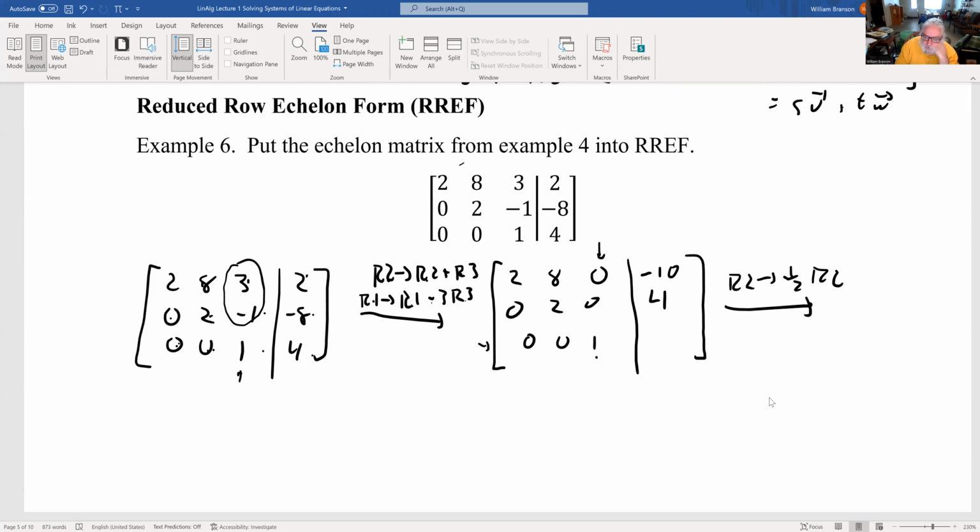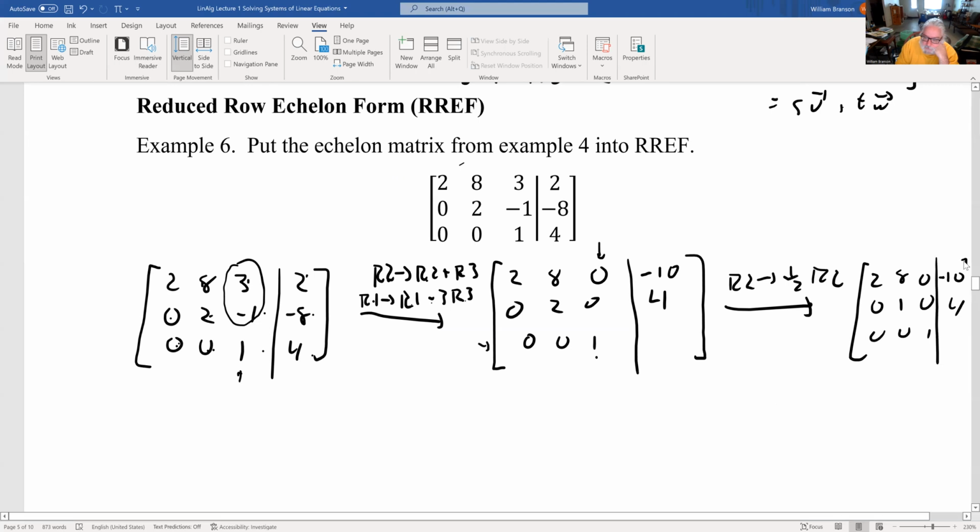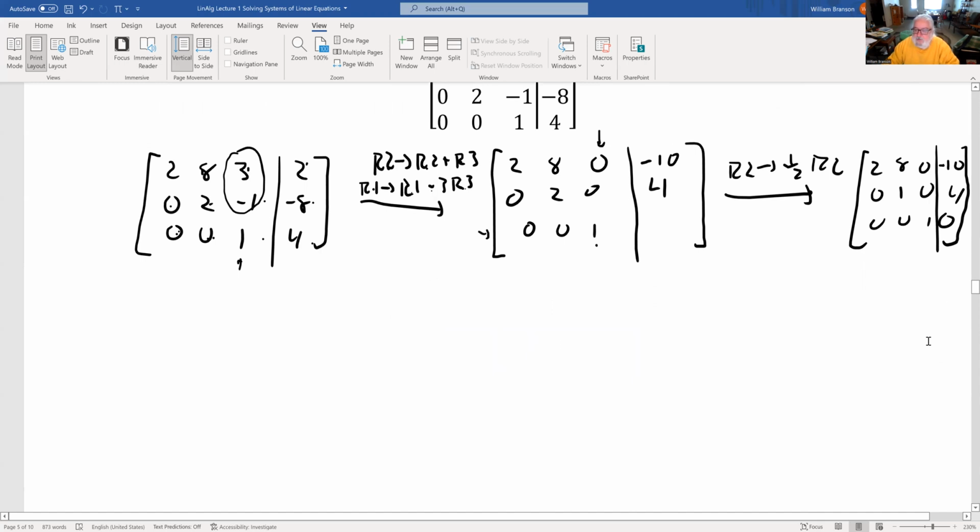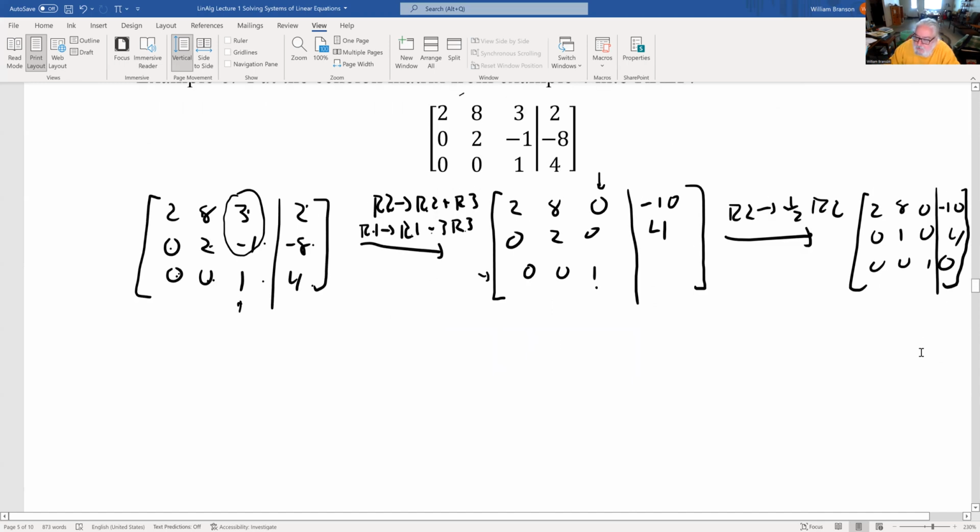And that will give me 2, 8, 0, minus 10, 0, 1, 0, 4, 0, 0, 1. Right on the edge, good. Oh, and 0 there. Okay, so we want to clean out this 8 here.